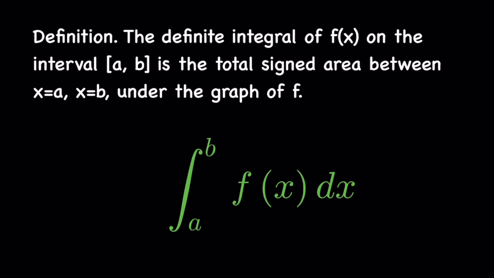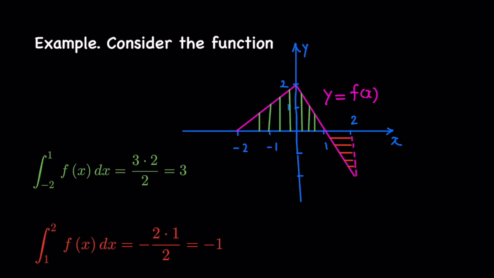The definite integral of a function f over an interval [a, b] is defined to be the total signed area between the points x equals a, x equals b, and under the graph of this function. In this definition, signed area means that if a region lies above the x-axis, then it will have positive area, and if it lies below the x-axis, then it will have a negative area. So let's see that by looking at this simple example.